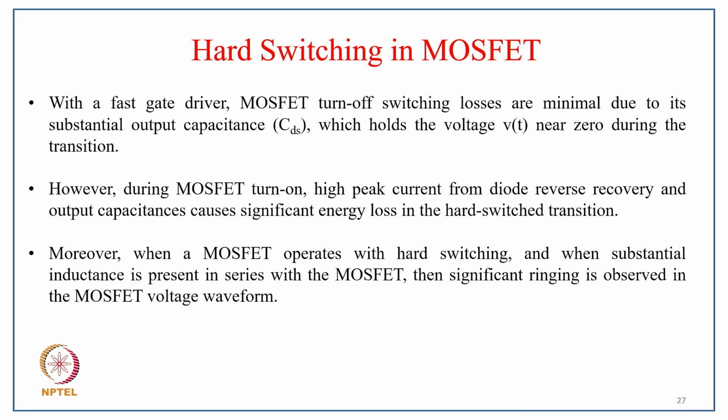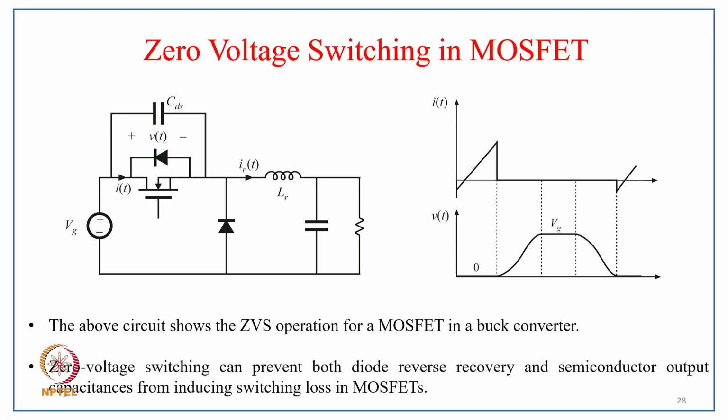With a fast gate driver, MOSFET turn off switching losses are minimal due to the substantial output capacitance, which holds the voltage VT near zero during the transition. However, during the MOSFET turn on, a high peak current from diode reverse recovery and output capacitance causes significant energy loss in the hard switched transition. Moreover, when a MOSFET operates with hard switching and substantial inductance is present in series with the MOSFET, then significant ringing is observed in the MOSFET voltage waveform.